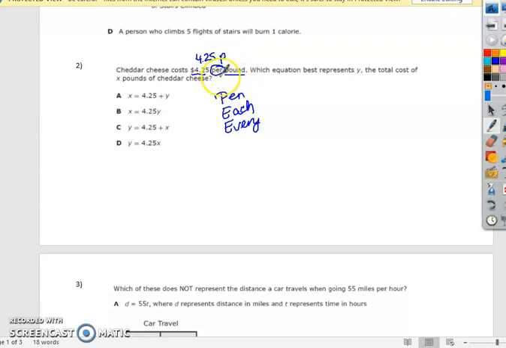So first of all, I can pretty much tell you it's not this and it's not this. Which equation best represents Y, the total cost of X pounds? So I don't want to use P, I want to use X, 4.25X, which is D. I don't know if you remember me telling you this before, but pretty much in 7th grade and mostly in 8th grade, guys, it's going to be Y equals, not X equals. So those two I could pretty well cross off from the beginning.